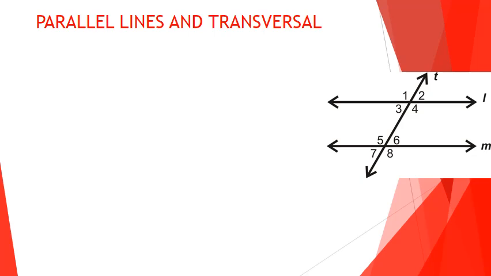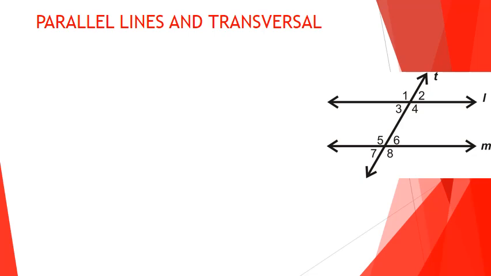We can find the alternate interior angles from this figure. Which are they? They should be interior angles only, and they should lie in the alternate position, that means on opposite sides of the transversal, and they are interior angles. So the alternate interior angles are angle 3 and angle 6, angle 4 and angle 5.